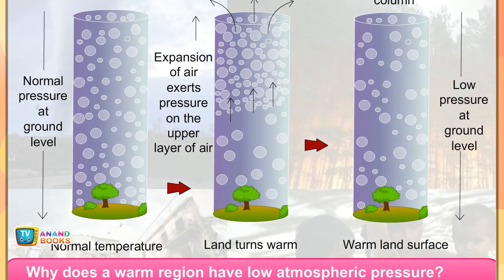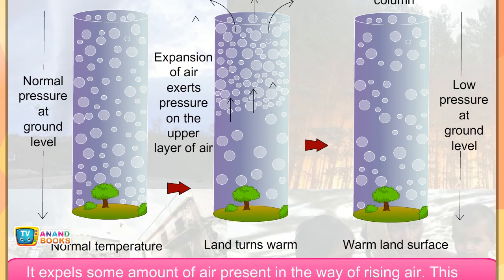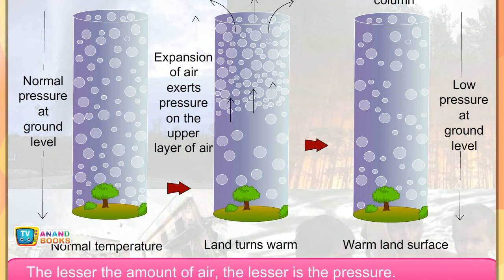Why does a warm region have low atmospheric pressure? When air becomes warm, it expands and rises up. It expels some amount of air present in the way of rising air. This decreases the amount of air at that particular place. The lesser the amount of air, the lesser is the pressure.